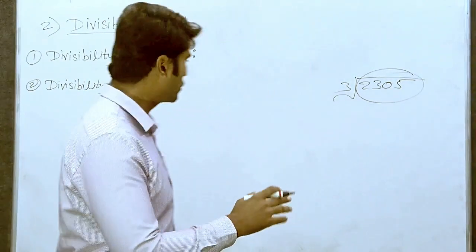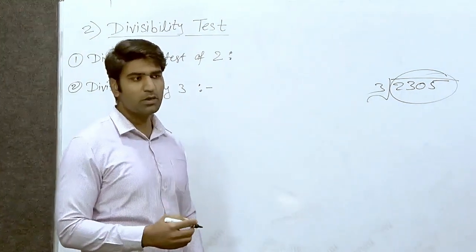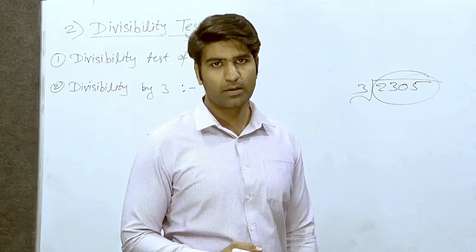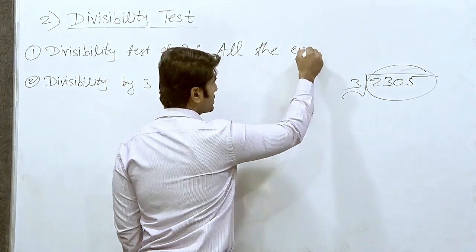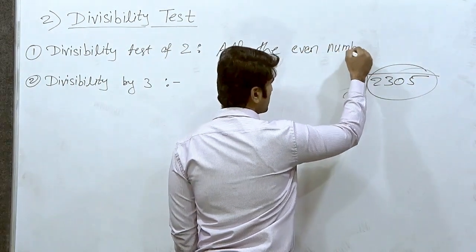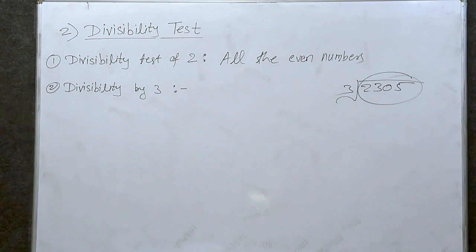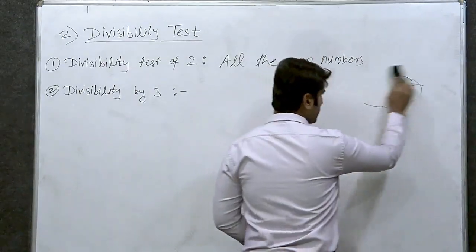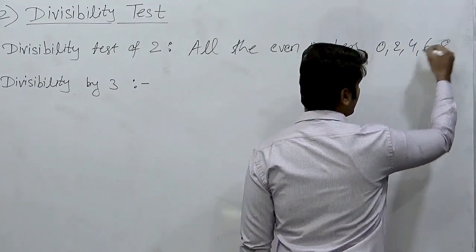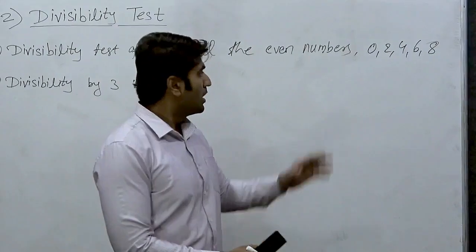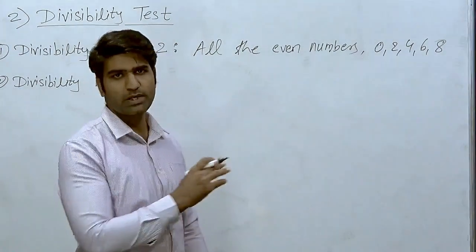Okay, so let's start with 2. First is divisibility test of 2. Which number we can say is divisible by 2? All the even numbers are divisible by 2, or the numbers which have unit digit either of these numbers: 0, 2, 4, 6, 8. If a number has one of these unit digits, then we can say the given number is divisible by 2. So it is quite simple.